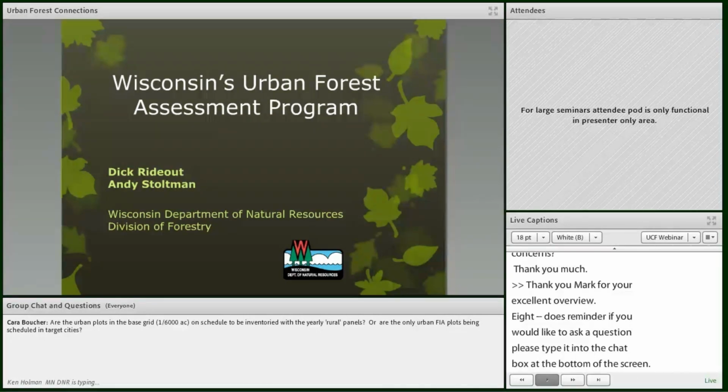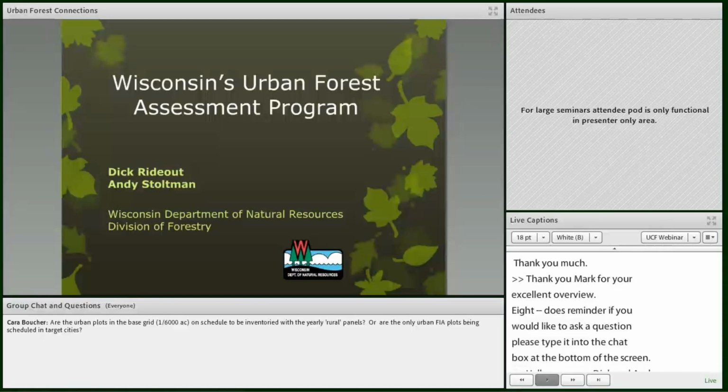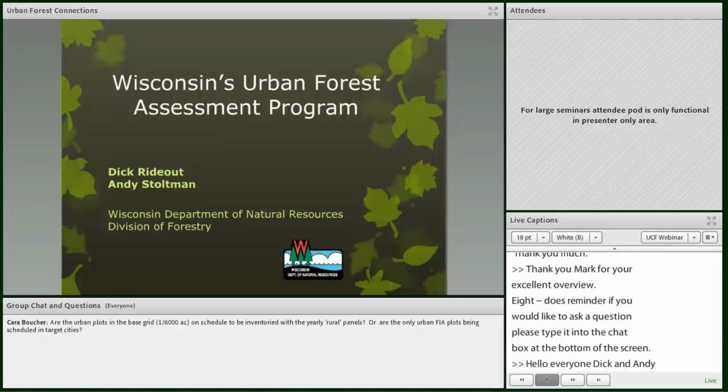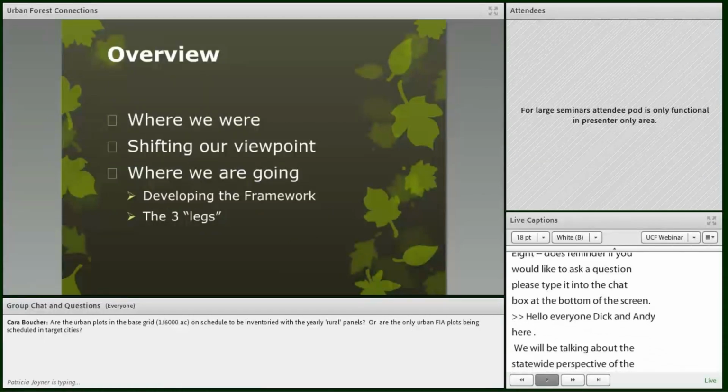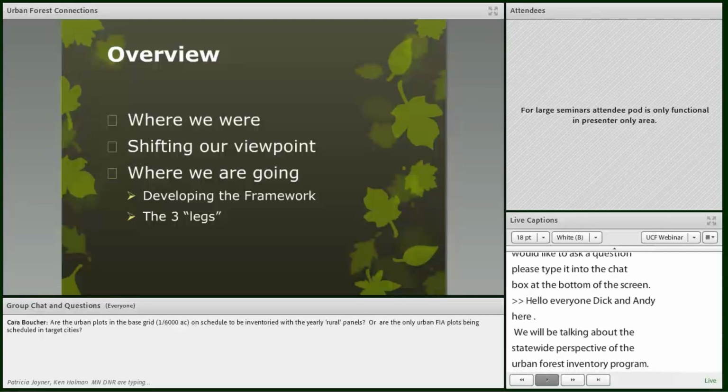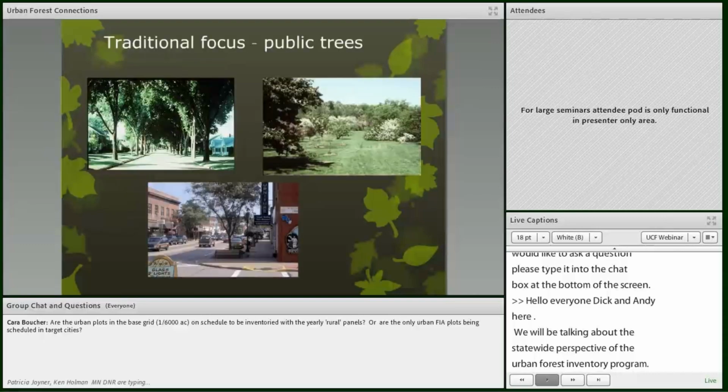I'll be talking about the statewide perspective of the Urban Forest Inventory Program. Overall, quick overview here. I'll be talking about where our program's been and how Urban FIA has shifted our viewpoint on where our program's going. And then Andy's going to talk about where our program's going and how Urban FIA is incorporated into an overall urban forest assessment program.